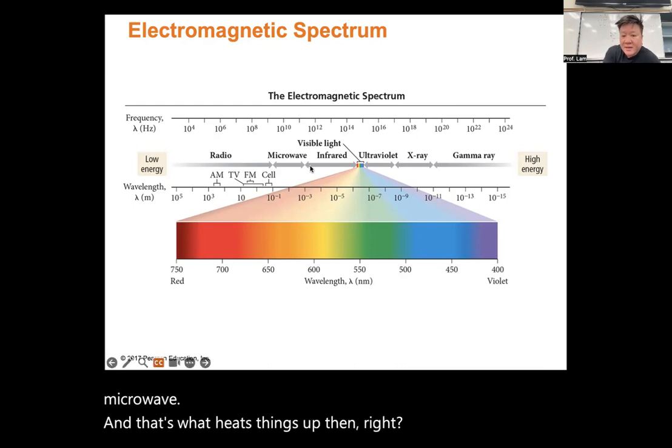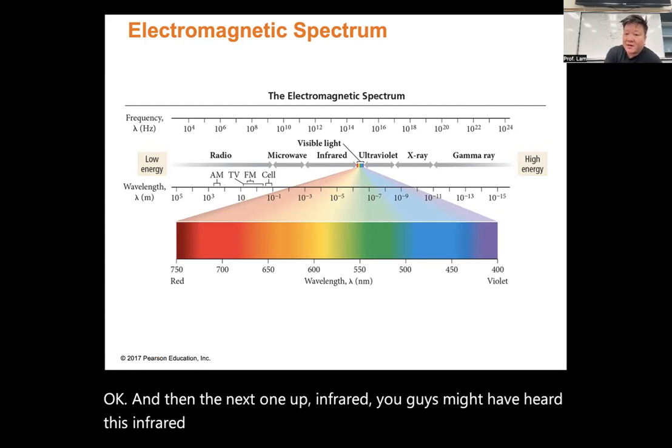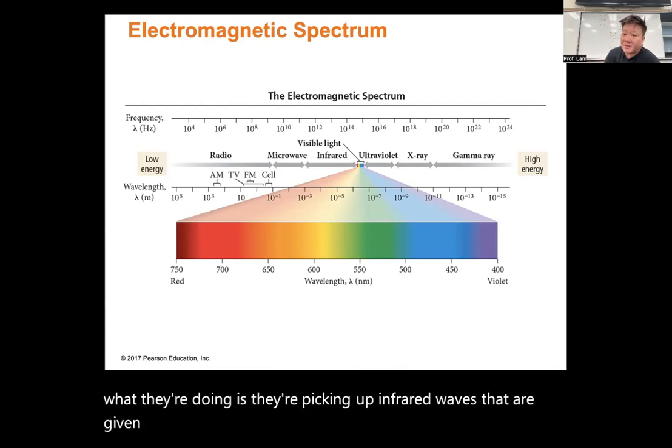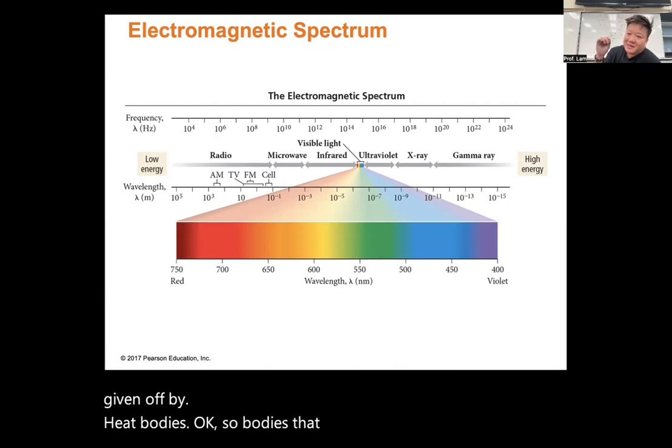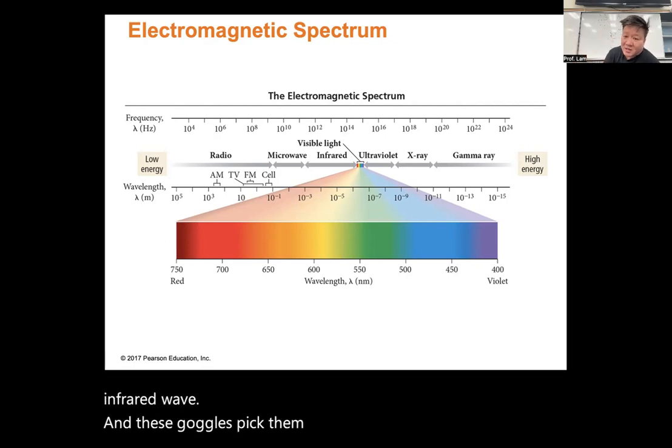Okay, and then the next one up, infrared. You might have heard of this. Infrared is used for night vision. These night vision goggles are picking up infrared waves that are given off by heat bodies. Bodies that give off heat have this signature infrared wave, and these goggles pick them up, and that's how you're able to see at night.